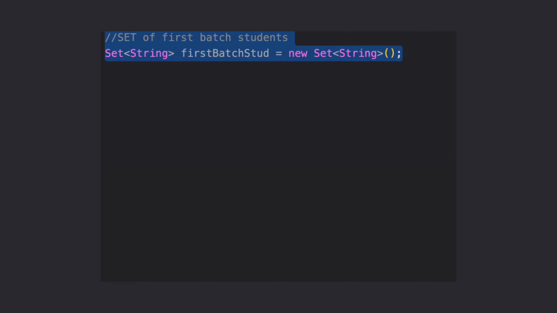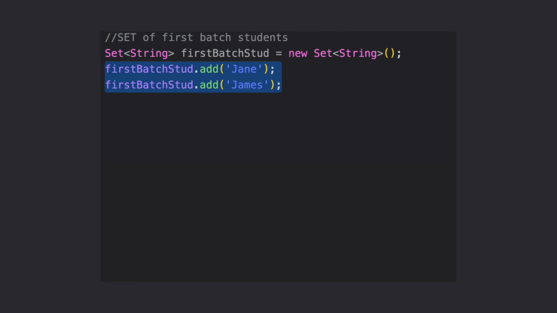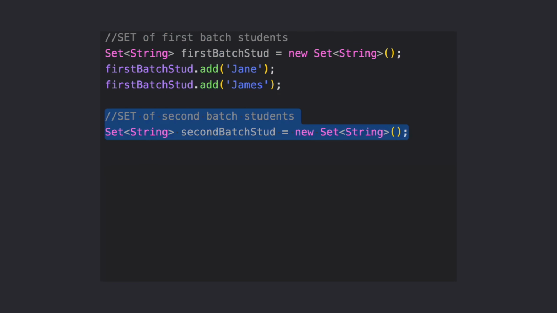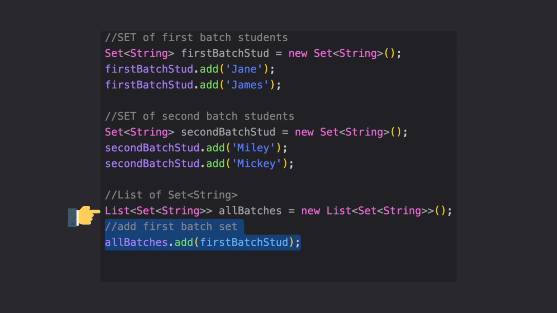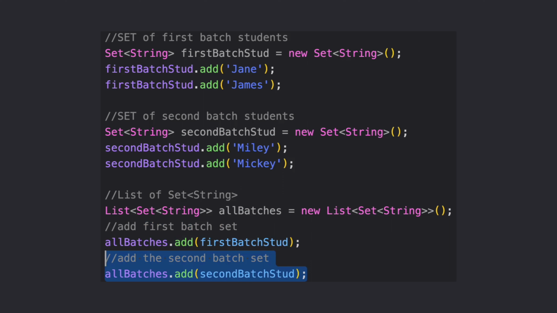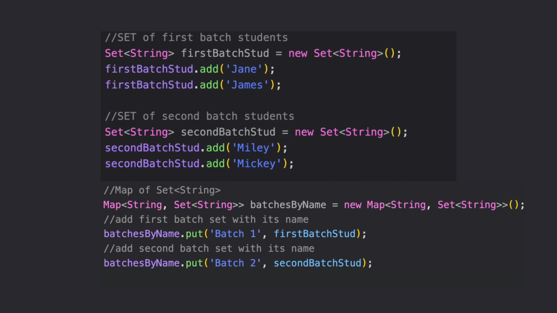Let's assume we need to keep track of student names from multiple batches. To do so, we first create a set of each batch with the student names. Then we create a list that accepts a set of string and we sequentially add those sets to the list. We could instead use a map if we want to store a key for each batch.